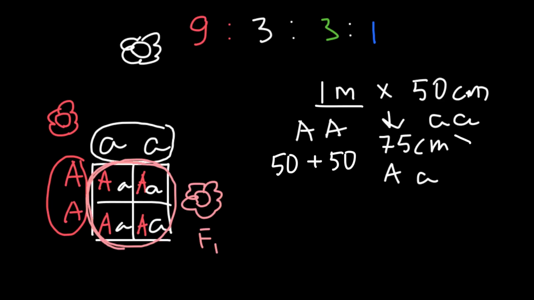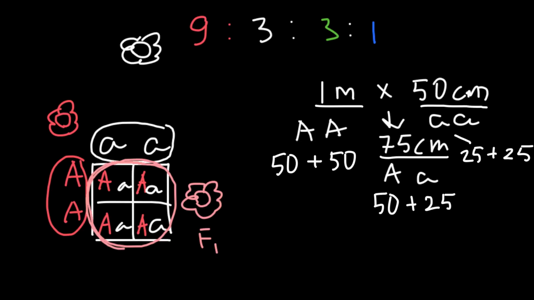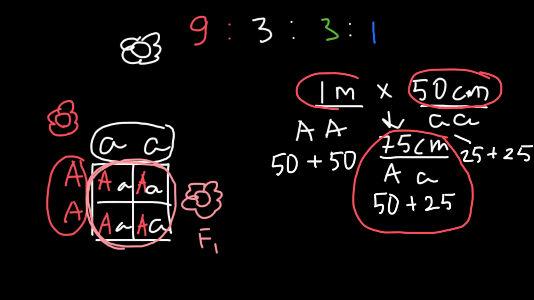And here each allele would give 25 centimeters. So 25 centimeters plus 25 centimeters would give us plants that are 50 centimeters tall. And here we have one allele that gives 50 centimeters to the tallness of the plant, and another allele that gives 25 centimeters. So the total tallness of this plant would be 75 centimeters. So as you see, the F1 generation in this case also would be intermediate between two parents. One parent is 50 centimeters, another 1 meter or 100 centimeters, but the progeny would be intermediate, 75 centimeters. So once again, we call this additive trait, and this variant we call incomplete dominance.